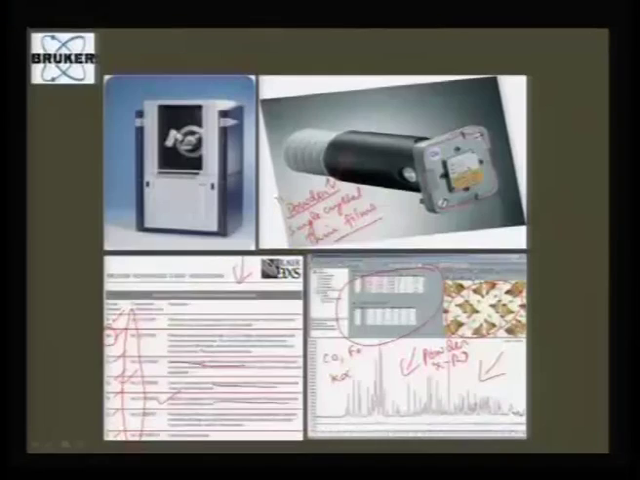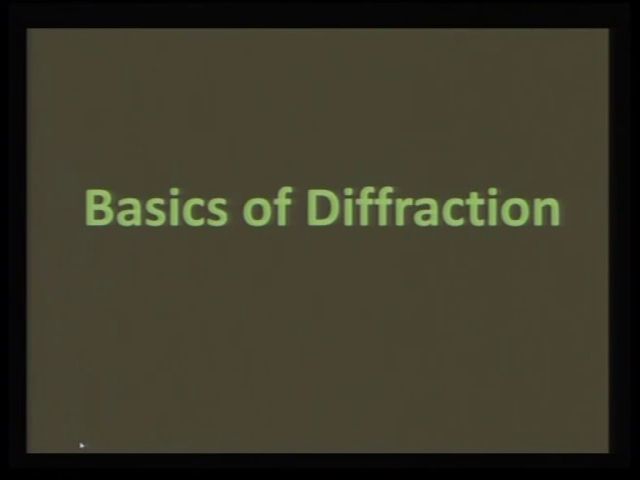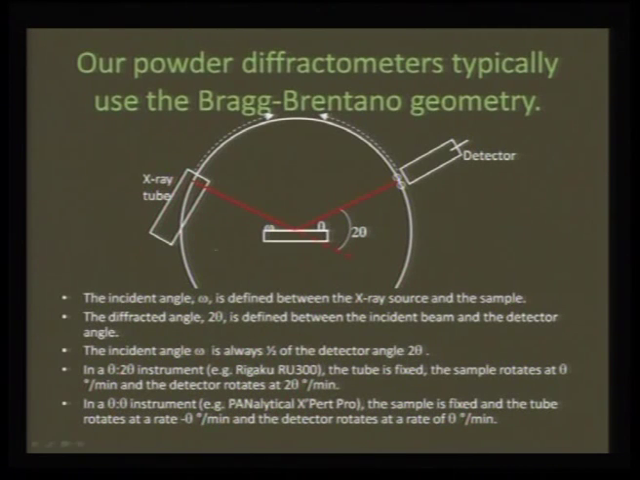Now, let us go into some of the basics of diffraction and see if I am going to use an X-ray machine, what are all the informations that I can look for. Number one, as you know, we are now looking at a theta 2 theta scan. So, this is what I mean by a 2 theta scan. So, once I get 2 theta values, what do I do? How do I go from there?